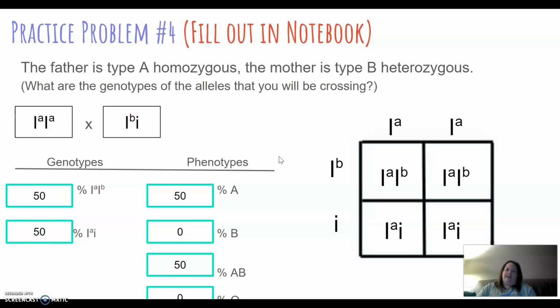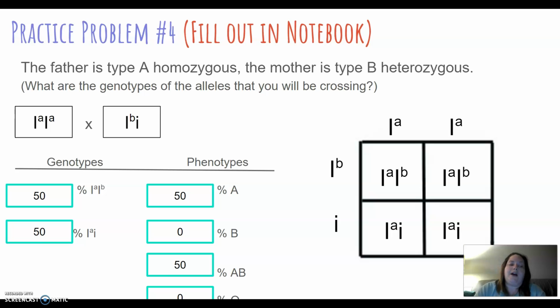All right, so this is our last practice problem to go in your notebook. We're going to cross a father that is type A homozygous and a mother that is type B heterozygous. So type A homozygous is going to look like I A, I A. Homozygous, they're both the same, so that means both of those I alleles have that A present. And then heterozygous type B means that they're different, so we're going to have one I B and then one lowercase i. So our second one will have the missing B indicator.